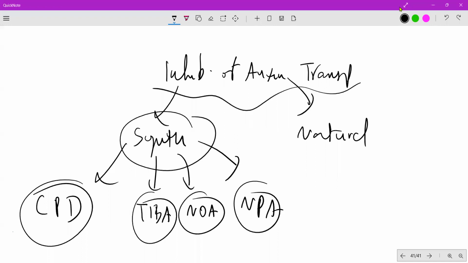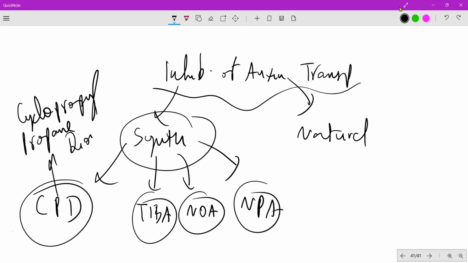What is CPD? Listen to me. CPD full form: 2-carboxyphenyl 3-phenyl propane 1,3-dione. Will you be able to remember? Let me say it again: 2-carboxyphenyl 3-phenyl propane 1,3-dione. Such a long name will never come in the exam. Just remember CPD. Its short name is sometimes cyclopropyl propane dione, and that is why we call it CPD.